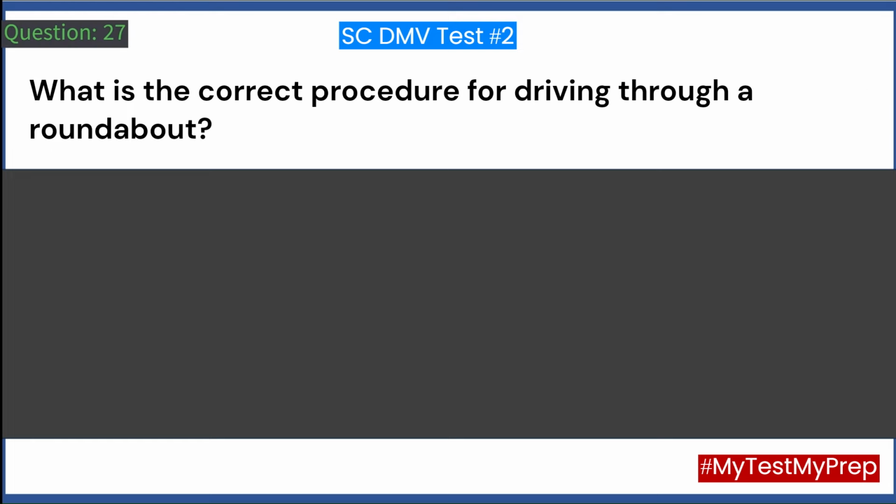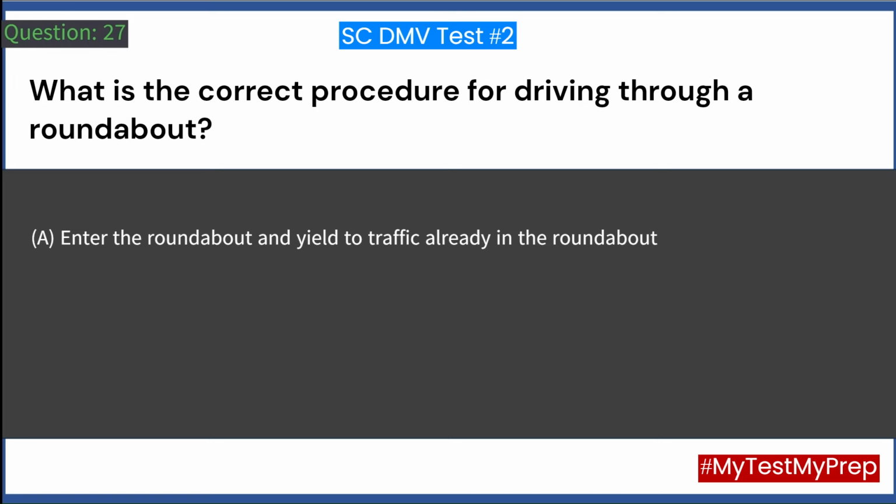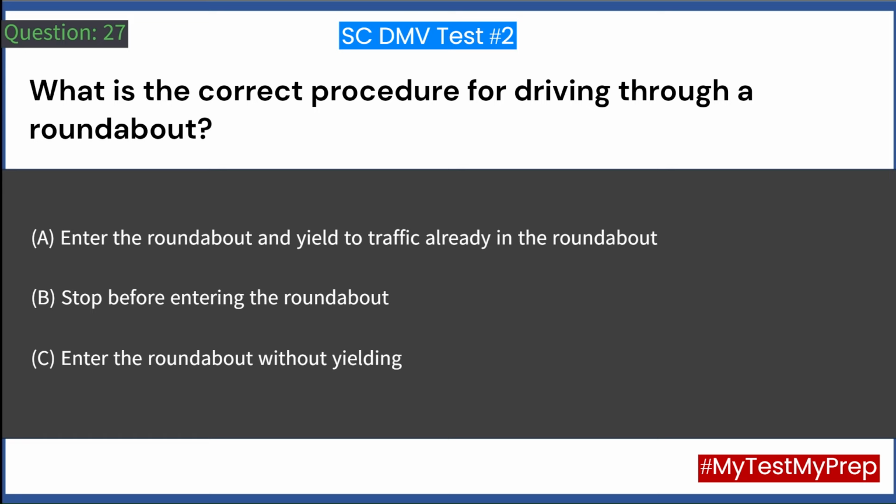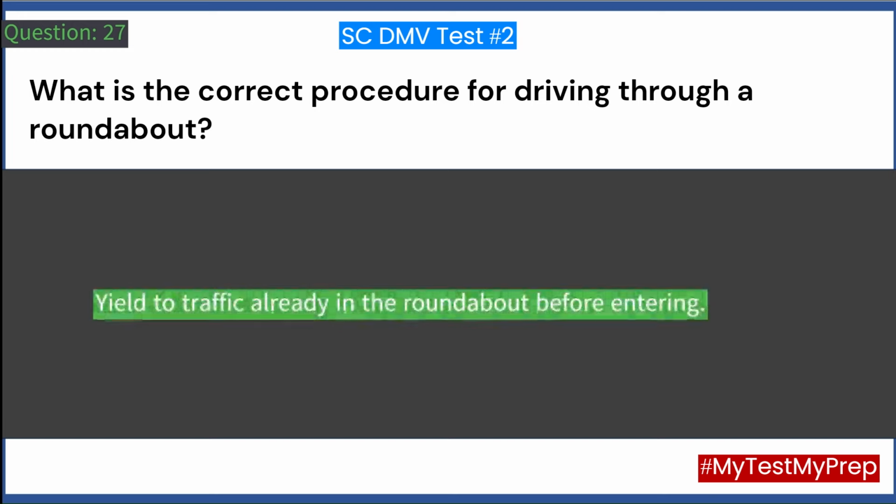What is the correct procedure for driving through a roundabout? A. Enter the roundabout and yield to traffic already in the roundabout. B. Stop before entering the roundabout. C. Enter the roundabout without yielding. Answer, A. Yield to traffic already in the roundabout before entering.